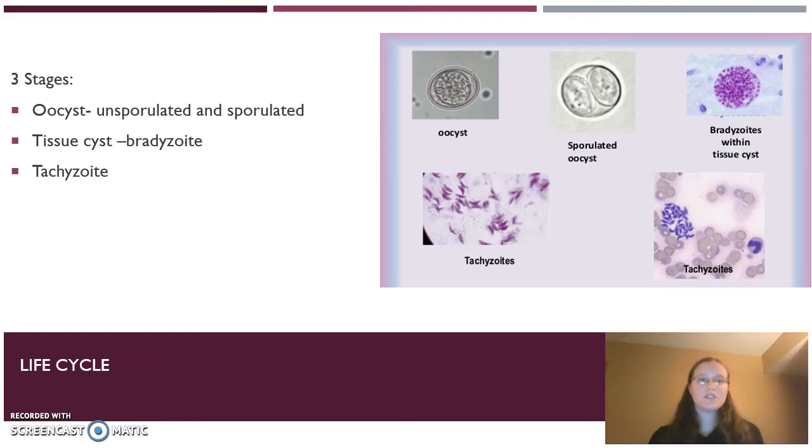The second stage is the tissue cyst or bradyzoite. Basically, bradyzoites are within a tissue cyst. This is the dormant and slow replicating stage of the parasite's life cycle. And thirdly, there are the tachyzoites, which are the distinctive bow-shaped form of the organism, and it is the very infective and fast replicating stage of the organism.